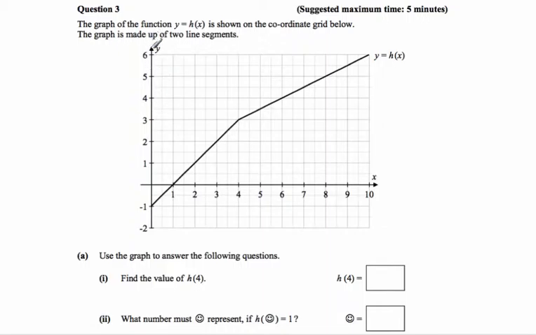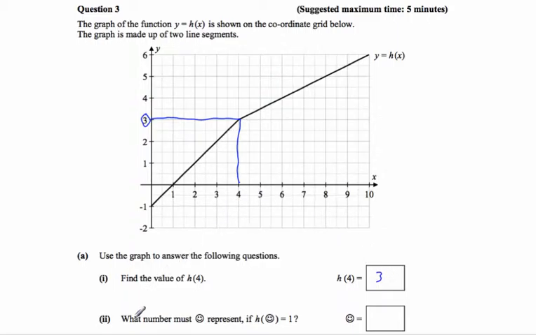Now, if you look at our two axes, we've got the y-axis and we've got the x-axis. Part A says, use the graph to answer the following questions. 1. Find the value of h of 4. So, if this is the graph y is equal to h of x, and we want h of 4, that means the x here has been changed to a 4. So we look for the 4 along the x-axis. This is the x-axis. We look for the 4. And from here we go up until we hit our graph. And then we read across to our value over there. So our value is 3. So the h of 4 is 3.